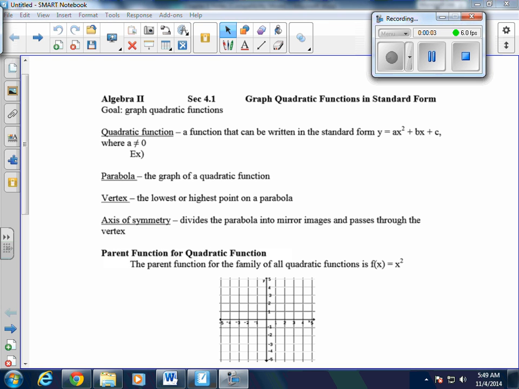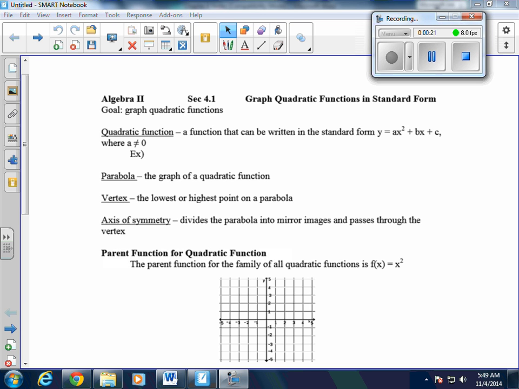Today we're going to talk about section 4.1, and it's on graphing quadratic functions in standard form. So this is going to take us back to our quadratic algebra days, so the year before you took geometry. And our goal today is simply to graph some of these quadratic functions.